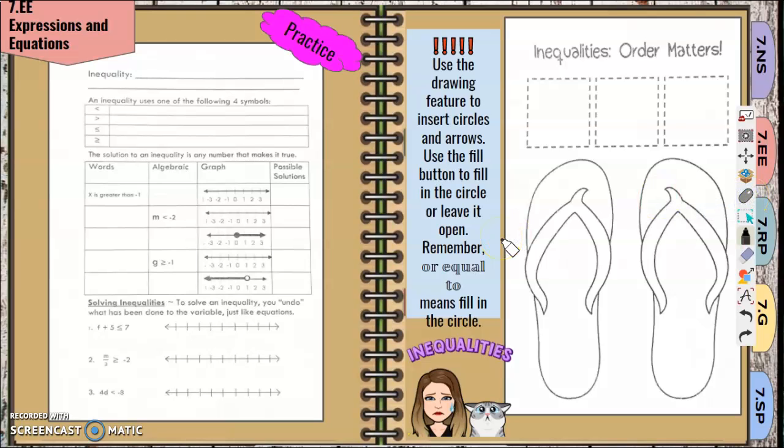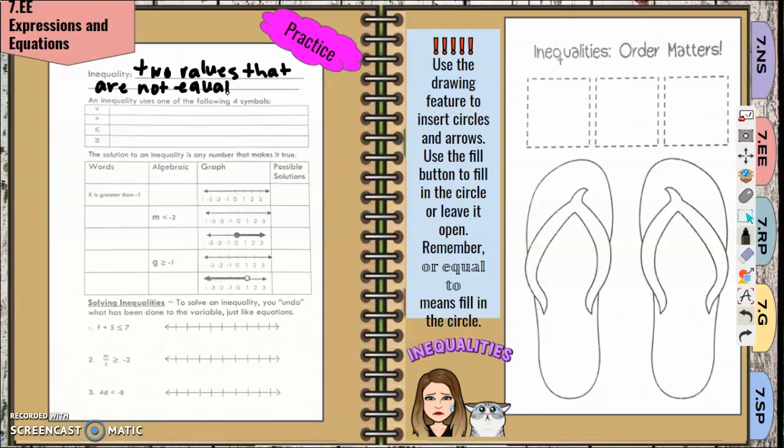All right, so the last part of this unit we're going to talk about is inequalities. An inequality is two values that are not equal. You solve them the same way you solve equations. It's just that the two sides aren't equal to each other. That's why we use inequality symbols.